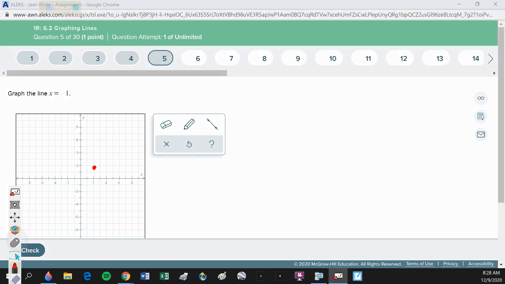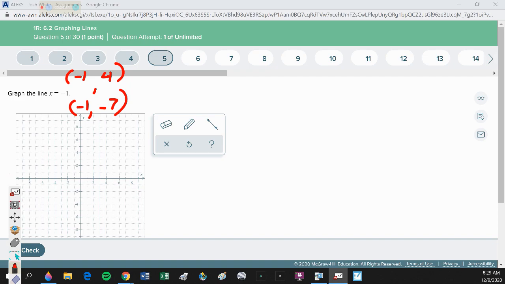Okay. How do we graph the line x = -1? So this says no matter what y is, x is always -1. So for instance, if y is 4, what's the x value? -1. If y is -7, what's the x value? -1. So basically, we want to graph every single point where x is -1.